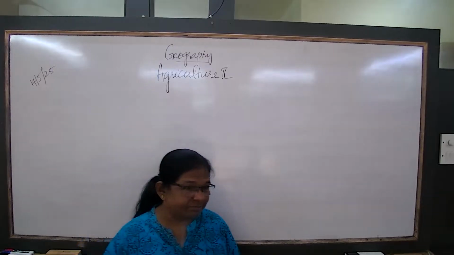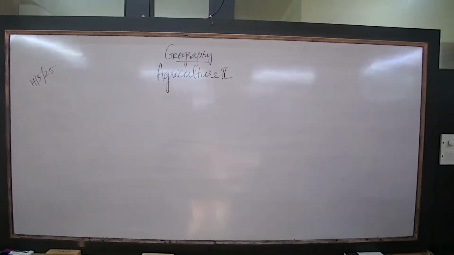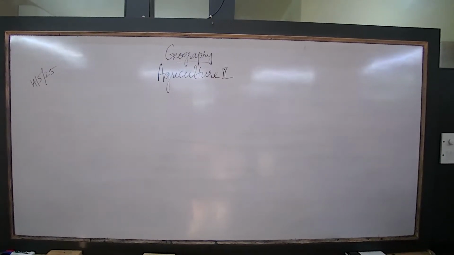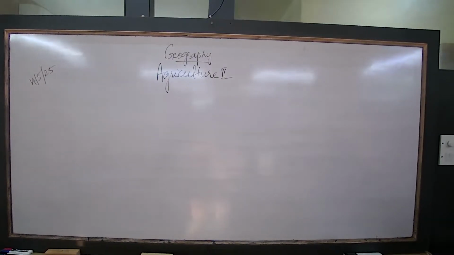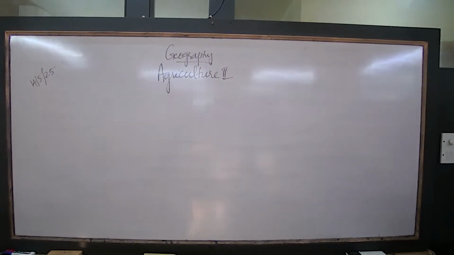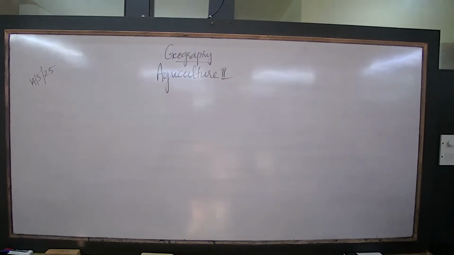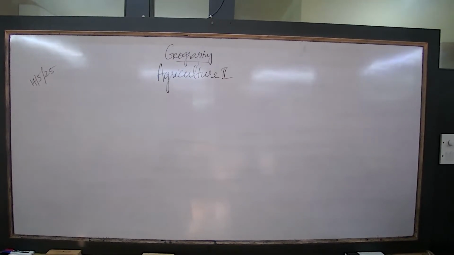What is mixed farming? When more than one crop is grown in one land, and along with that, animals and cattle are reared along with agriculture, that is mixed farming. Once you just check it out. Like we also studied the Green Revolution and whatever. All those things you remember now.